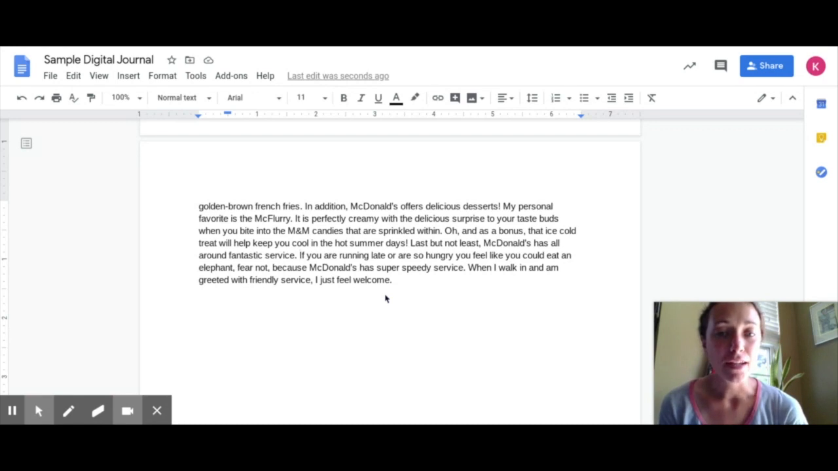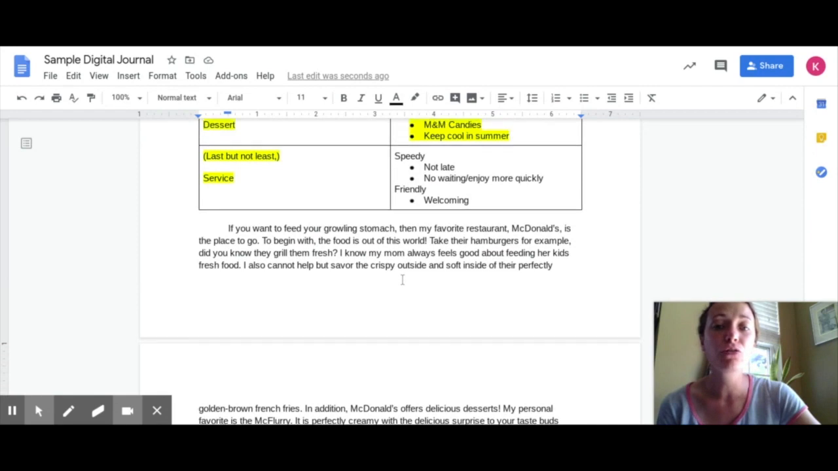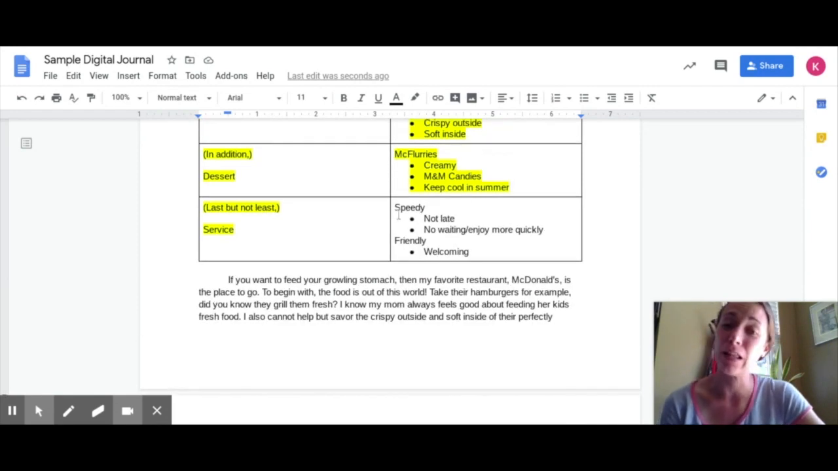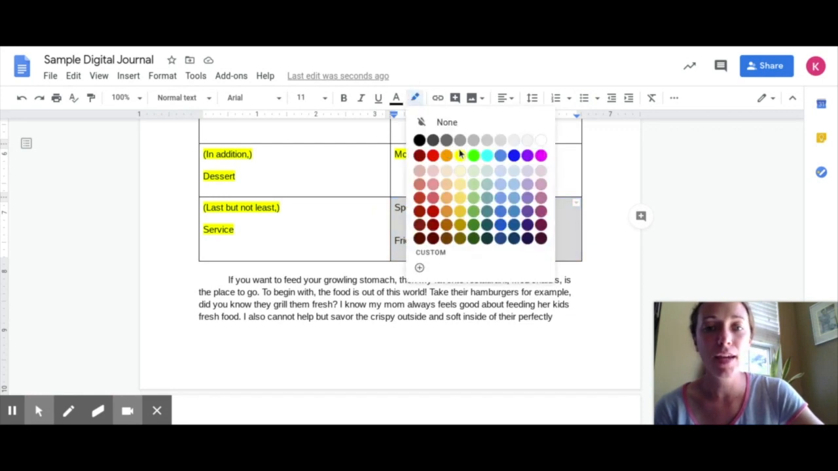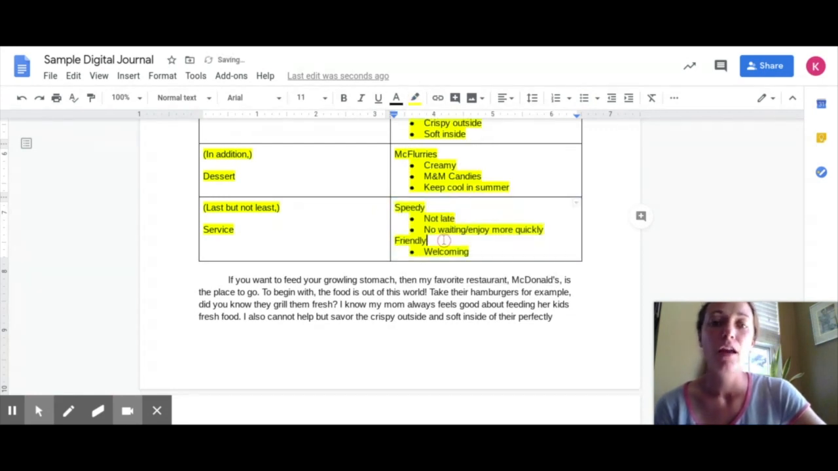"If you are running late or are so hungry you feel like you could eat an elephant, fear not, because McDonald's has super speedy service. When I walk in and I'm greeted with friendly service, I just feel welcome." So I mentioned the 2 things about McDonald's service that I really love. The fact that they're speedy and they're friendly and I feel welcomed. So I'm going to go ahead and highlight all of this and color it yellow. That tells me that it is now in my writing.